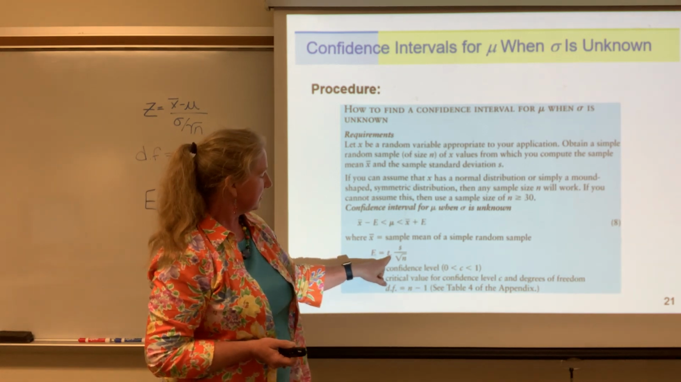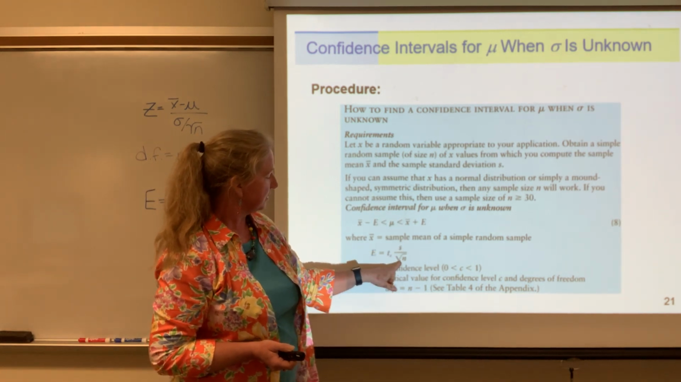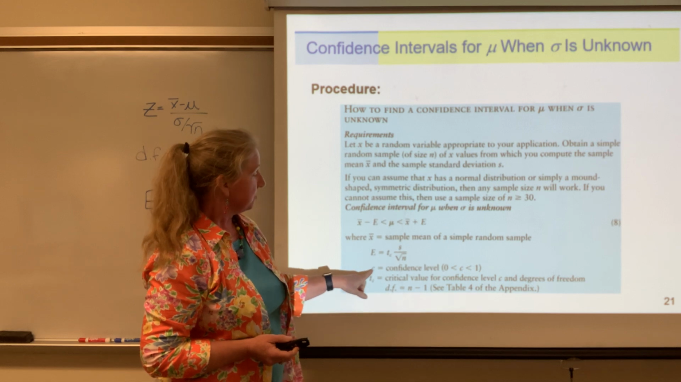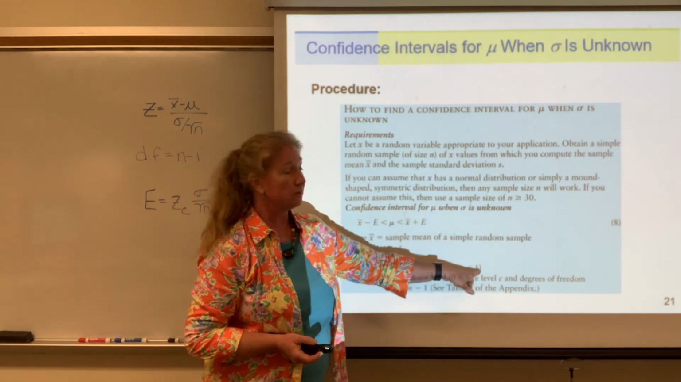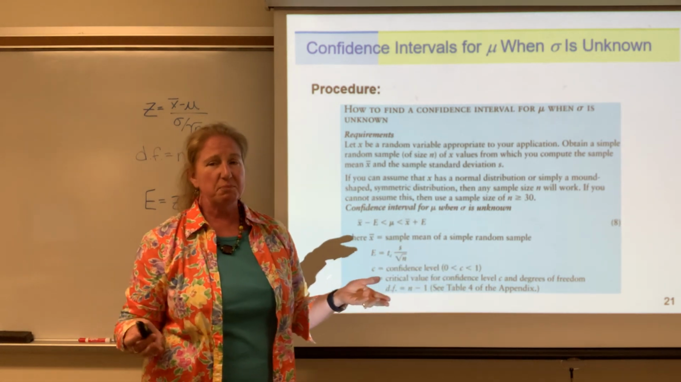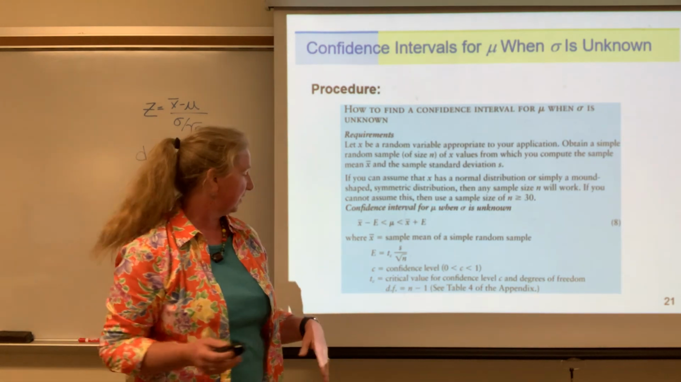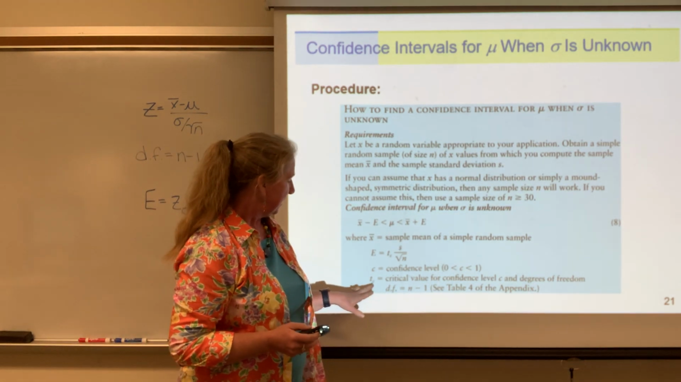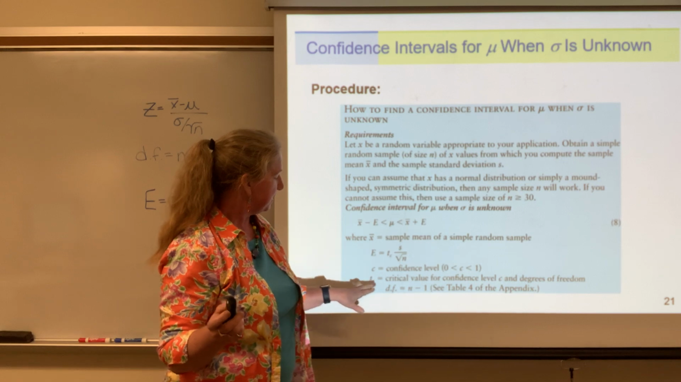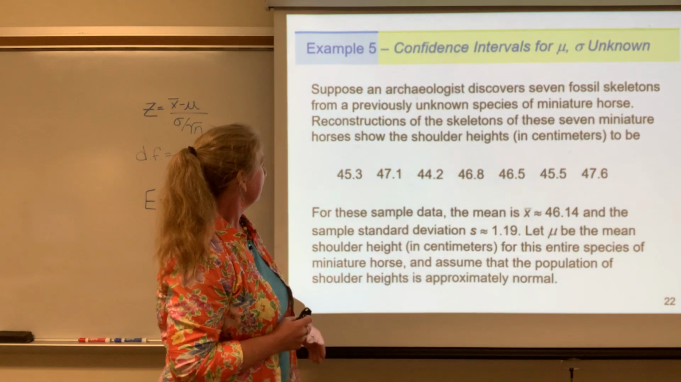My error is t sub c times s divided by the square root of n. Some sort of confidence level, somewhere between 0 and 1, usually more like 0.8, 0.85, those kinds of things, 0.99. And then my t sub c, t is like z.